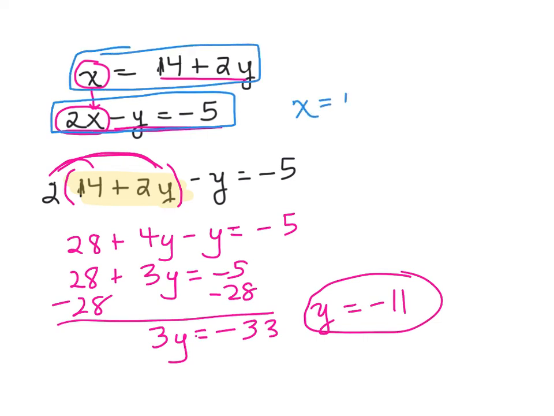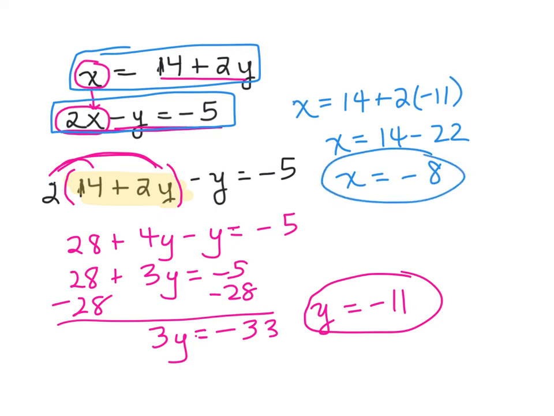x equals 14 plus 2 times negative 11. So x equals 14 minus 22. x is negative 8. So again, you can leave your answer like that, or give me the coordinate point, negative 8, negative 11. Remembering it's not which one we found first that we write first. It's always x comes first, then y.